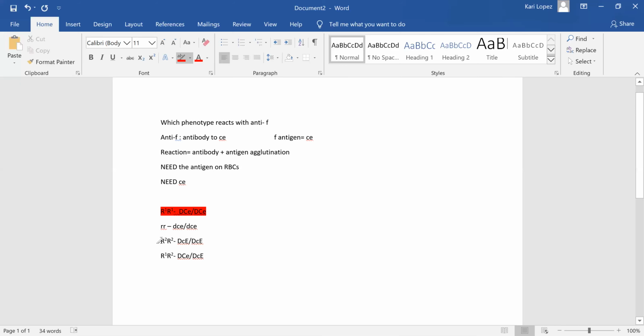R2, you've got a little c, but you don't have a little e. And then, like I said, it has to be on the same side. So you've got a little e in one, and then you've got a little c in another, but you need them on the same side of that slash. Because if you're getting the F antigen, then they have to be from the same parent. So your correct answer would be little r, little r.